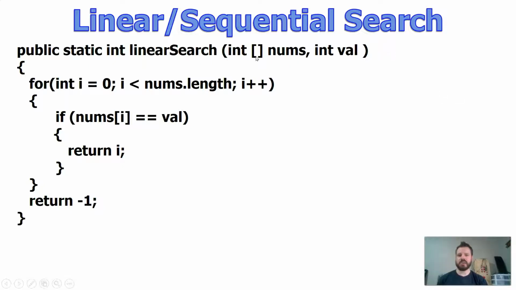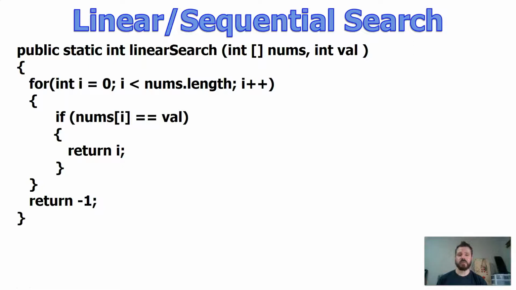Okay, we want to search, in this case, an int array of nums for an int we'll call value. And basically what we do with linear search is just loop through the array from index equals 0 to length. So in other words, all the way through the array. And if we find the value at nums[i], we're just going to return that index, return that i. If we don't find it, we'll return a -1.